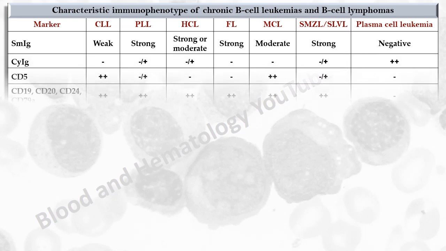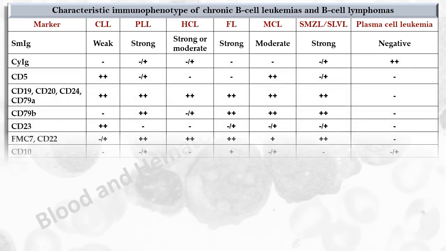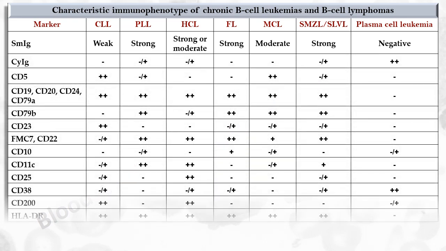Characteristic immunophenotype of chronic B-cell leukemias and B-cell lymphomas is shown in the table.